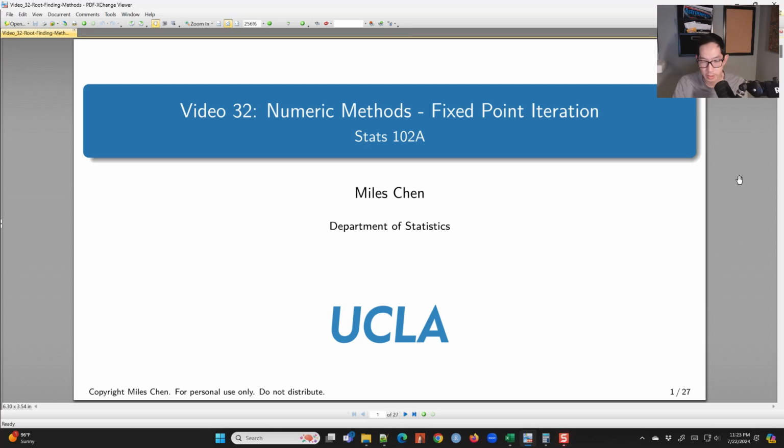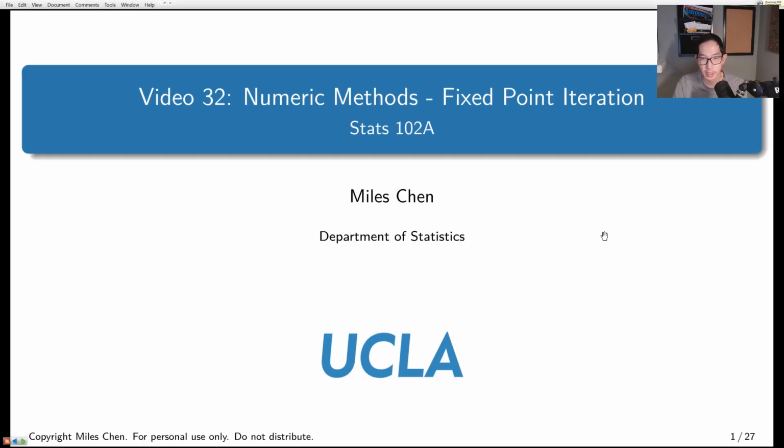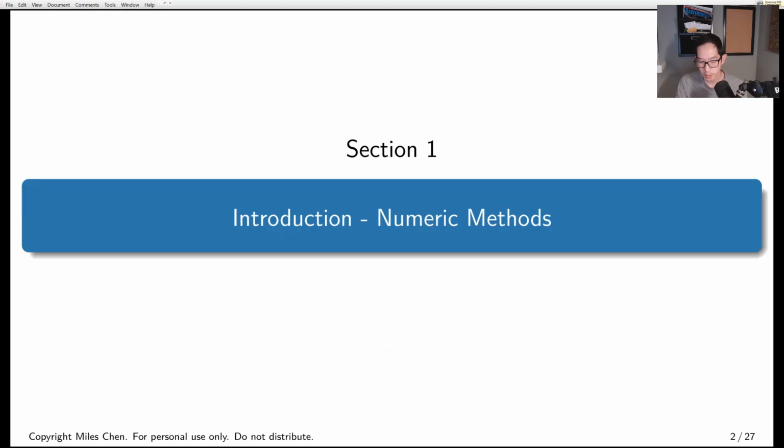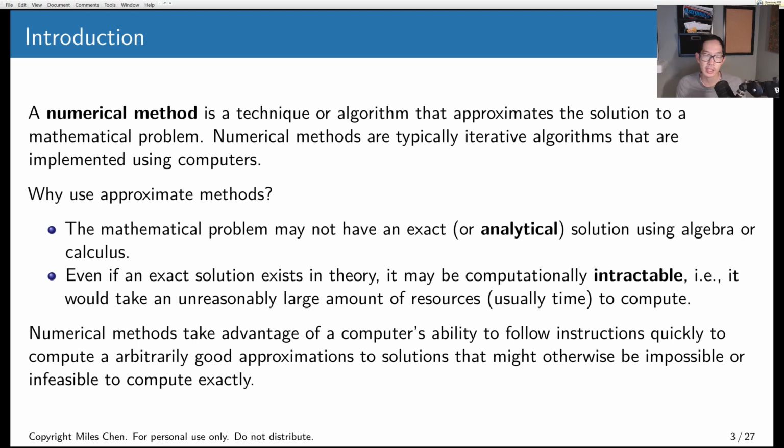All right, let's take a look at some numeric methods. And the first numeric method will be a root finding method, and it's called fixed point iteration. So first of all, numeric methods are techniques and algorithms that give us an approximate solution to a mathematical problem.